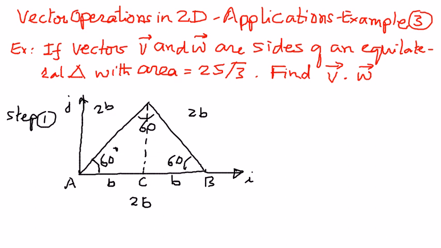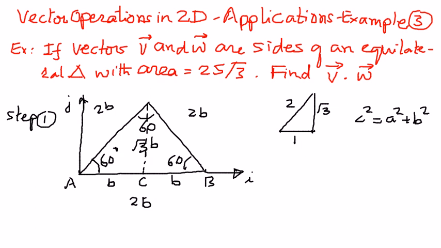And if this is b and this side is 2b, then the vertical is going to be equal to square root of 3 b, coming in from the Pythagorean theorem. How do we do that? If this is the right triangle, and if this side is 1, and if this side is 2, this side is going to be equal to square root of 3. That is how we're going to do this. So c squared is equal to a squared plus b squared. We are using that to figure this one out, and therefore the height is going to be equal to square root of 3 b.